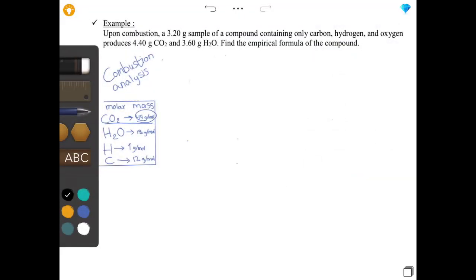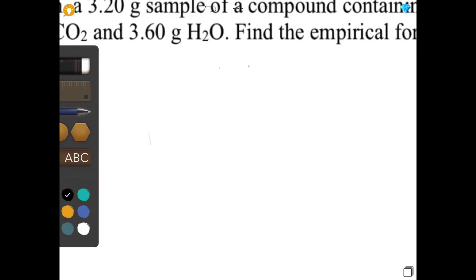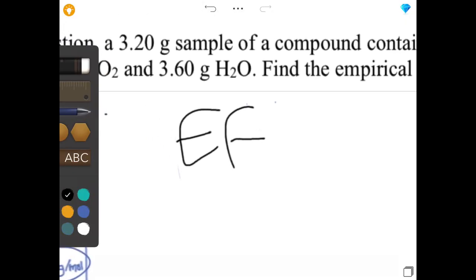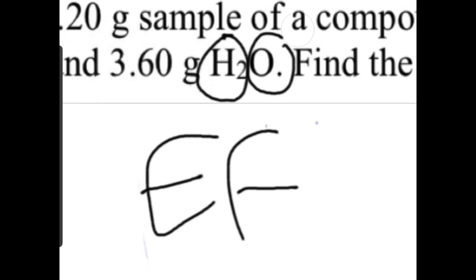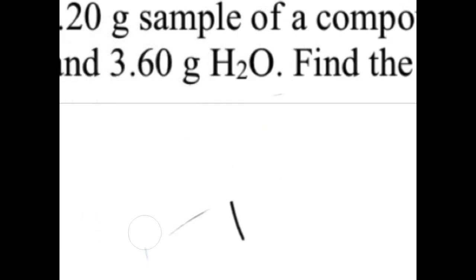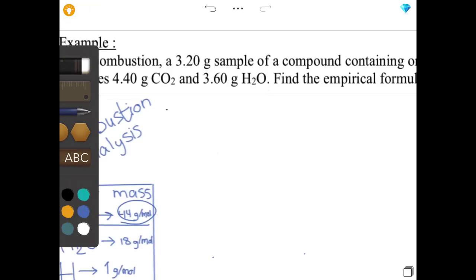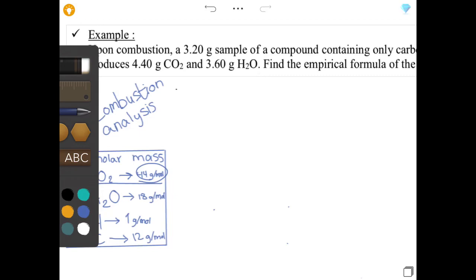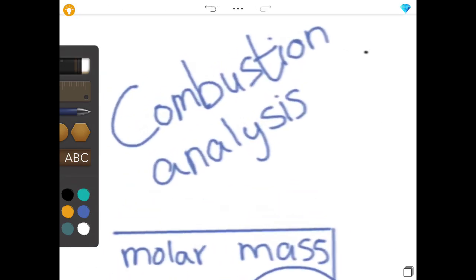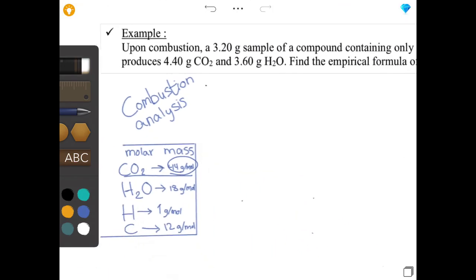Hi everyone, in past lessons you learned how to find the empirical formula, and they were giving you the masses, for example, for this and this. So in this lesson we will learn how to find it without them giving us the masses. So we will find the masses by something called combustion analysis.